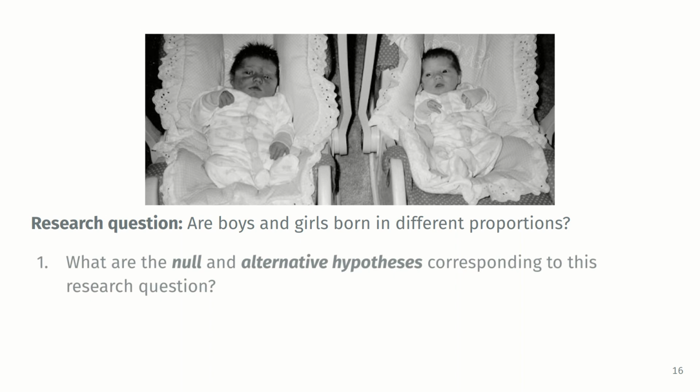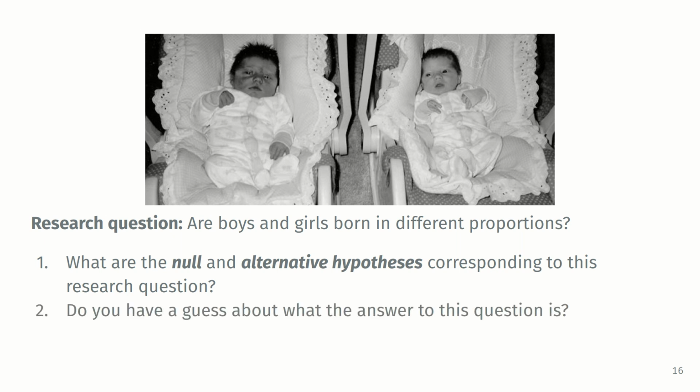So first, we're going to think about what the null and alternative hypotheses are that correspond to this research question. Think about that for a sec. Also, do you have a guess about what the answer to this question might be? In other words, do you have some expectation about whether boys and girls are born in different proportions or not?